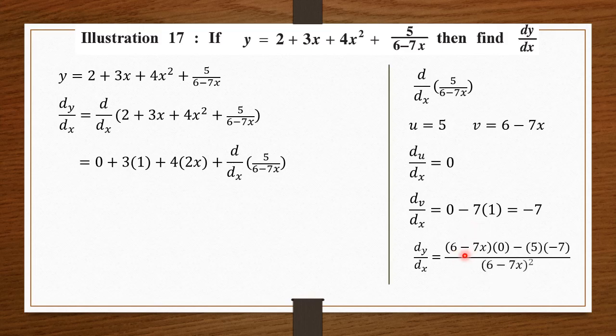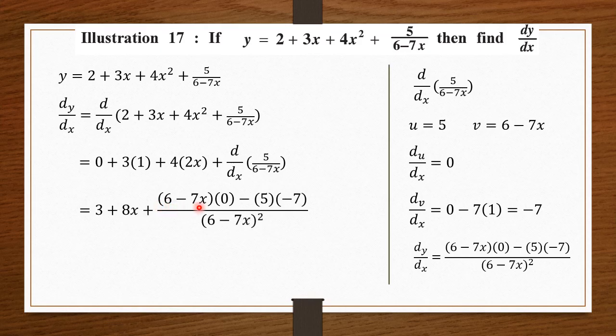We will get v, that is 6 minus 7x, into du upon dx, that is 0, minus u, that is 5, into dv upon dx, that is negative 7, and divide by v, that is 6 minus 7x the whole square. Mug up the formulas if you don't remember them, but remember the working rules is a must. So now in the next step we will put this value in place of this here. So it will be 3 plus 4 2s are 8x plus (6 minus 7x into 0 minus 5 into negative 7) divided by (6 minus 7x) whole square.